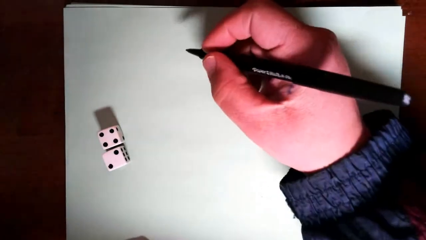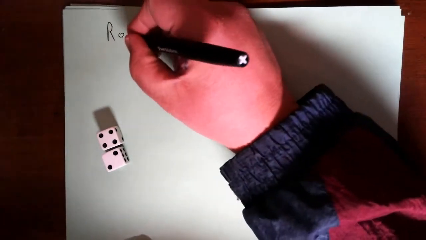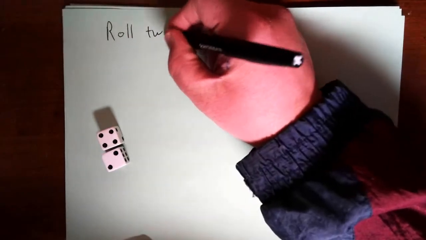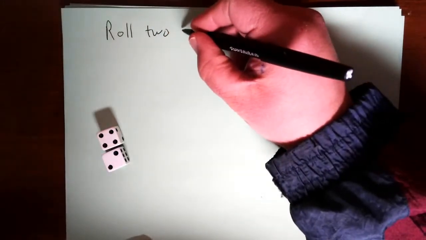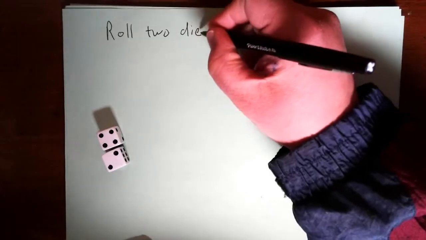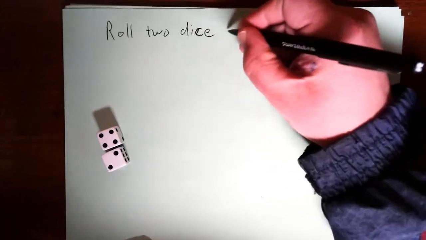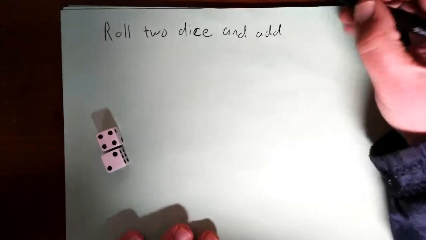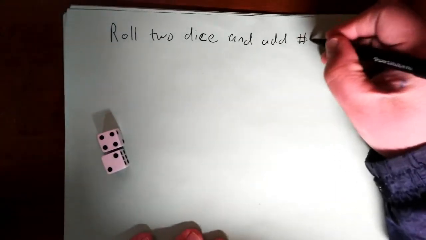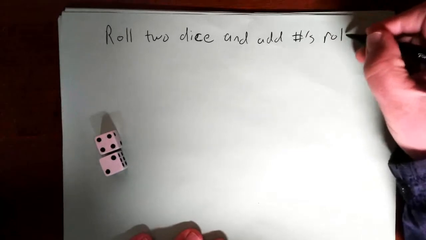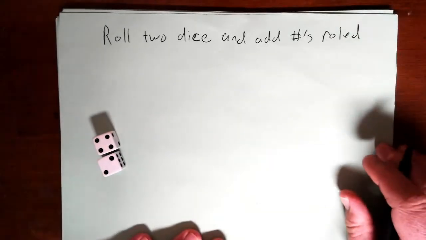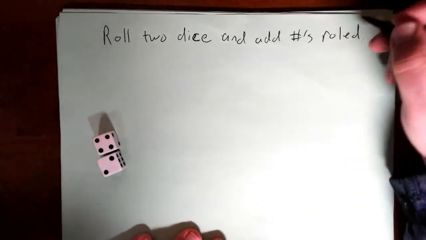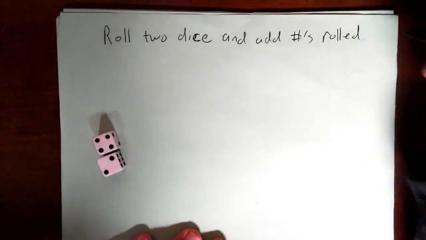And that is to make a table. Okay? So we'll say roll 2 dice and add the numbers rolled.